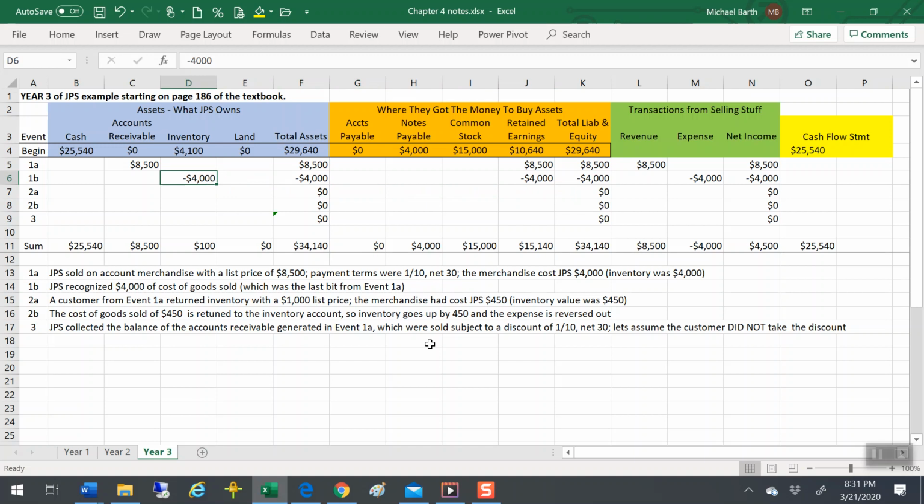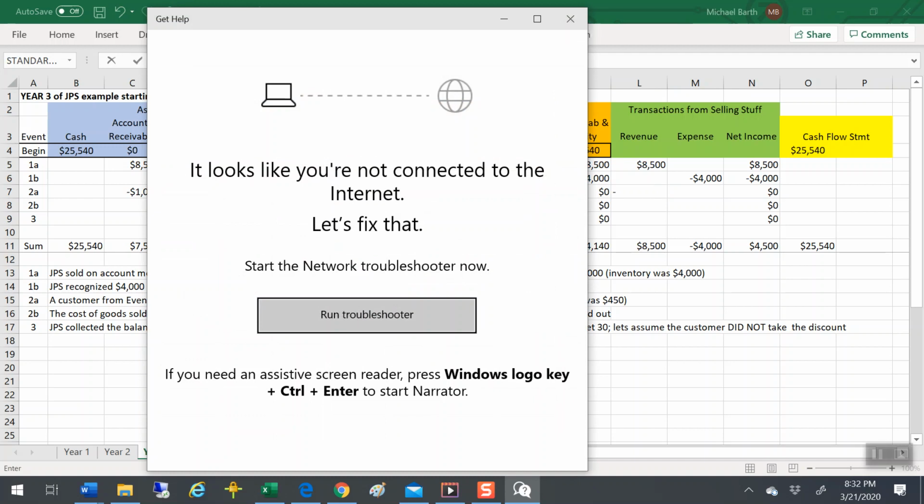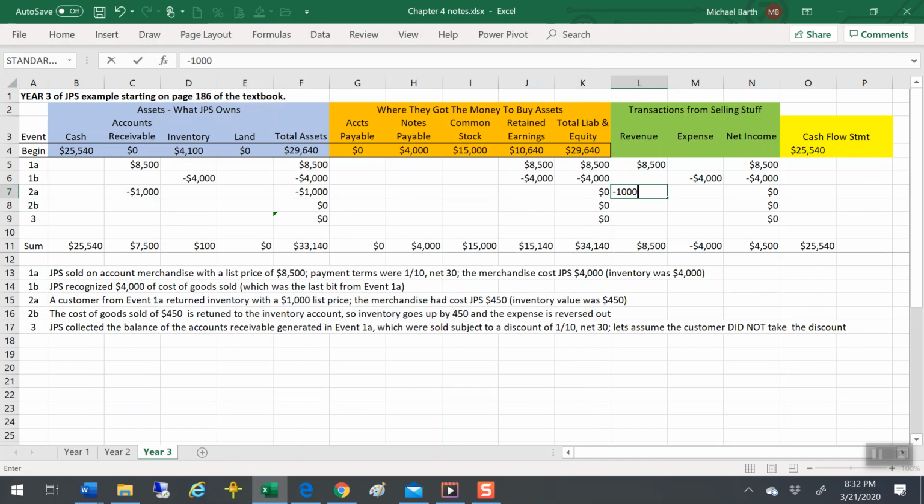And then one of those customers from event 1A decided they didn't like the color of the shirts that we sold them. And they bring them back, and it was list price of $1,000, but it actually cost us $450. Okay, we'll take $1,000 back out of accounts receivable, which means that sales weren't $8,500. They were actually $1,000 less. And so we back that out of our retained earnings, and add them back to inventory.